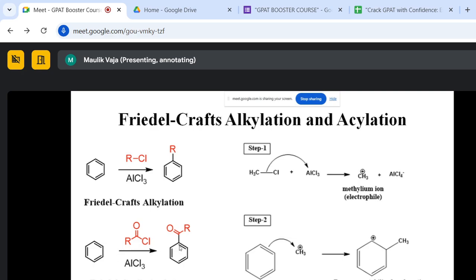CH3CO and phenyl ring is called acetophenone. Remember this. Acetophenone will be formed. Acetophenone will be the name of this compound, CH3CO and benzene ring. So this is about the electrophilic aromatic substitution reaction.